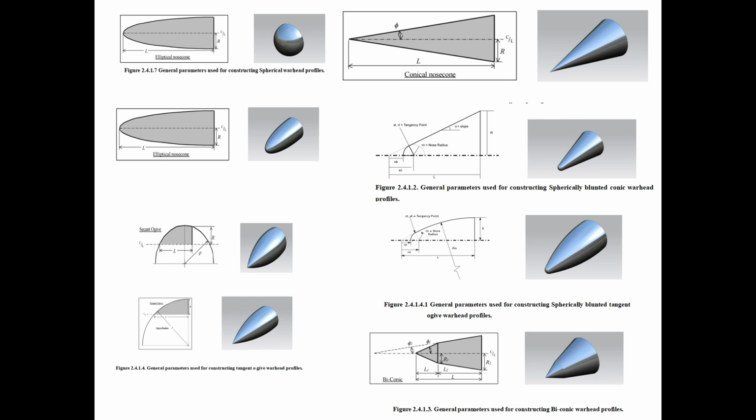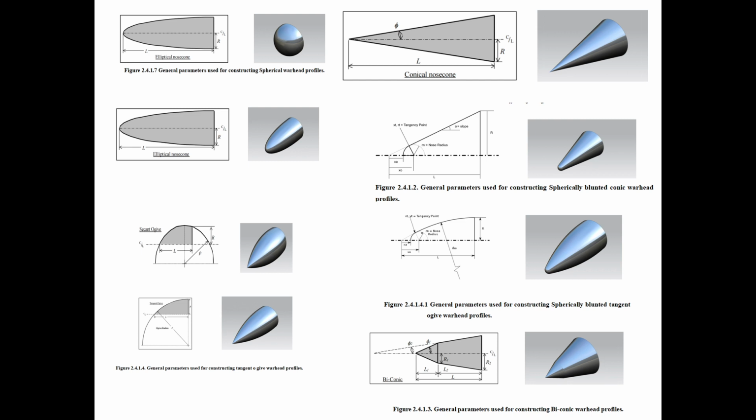So before going to multiple warhead grouping, you have to check the efficiency of each kind of warhead. These are some basic types of warhead. Starting from the left, it's a spherical, then elliptical, then ogive, then different kinds of ogive.